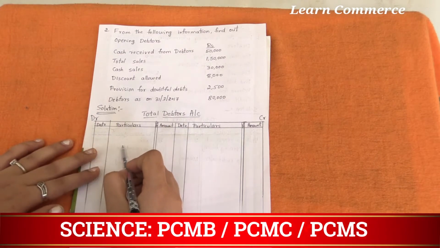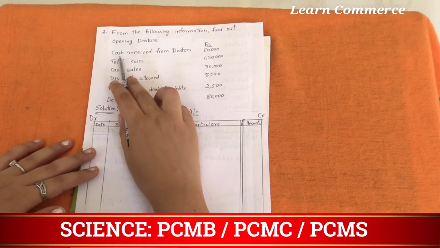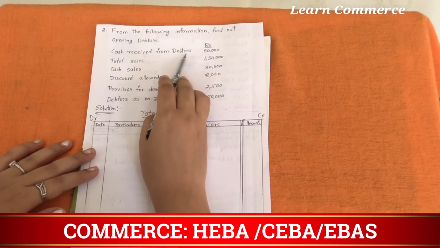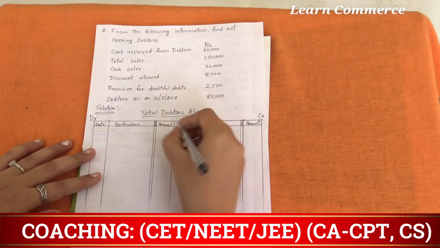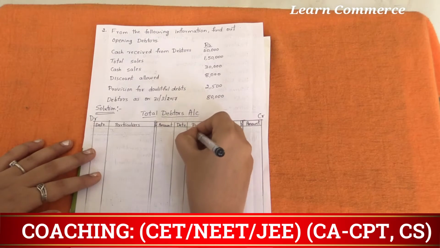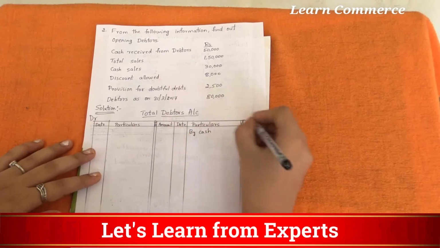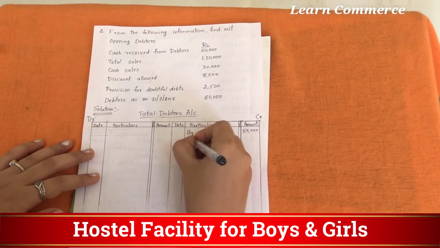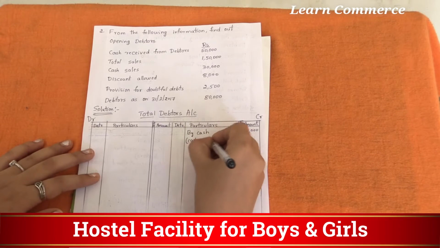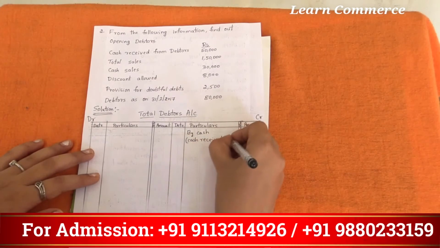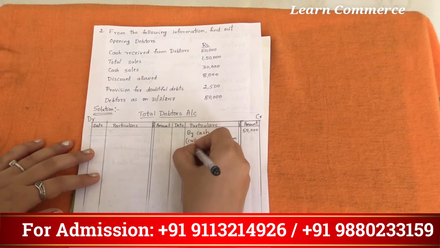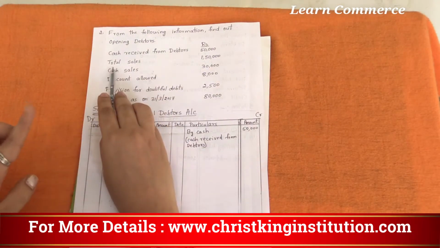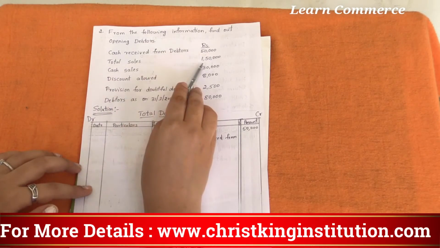Next, cash received from debtors, rupees 50,000, should be recorded on the credit side. Let's write: by cash, 50,000 rupees, and inside the bracket, cash received from debtors. Okay, finished.